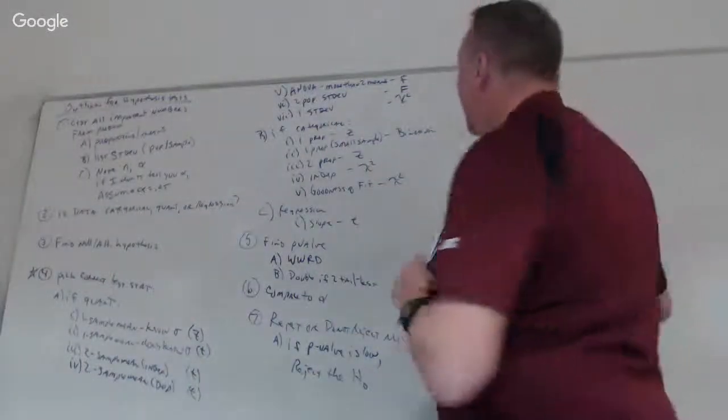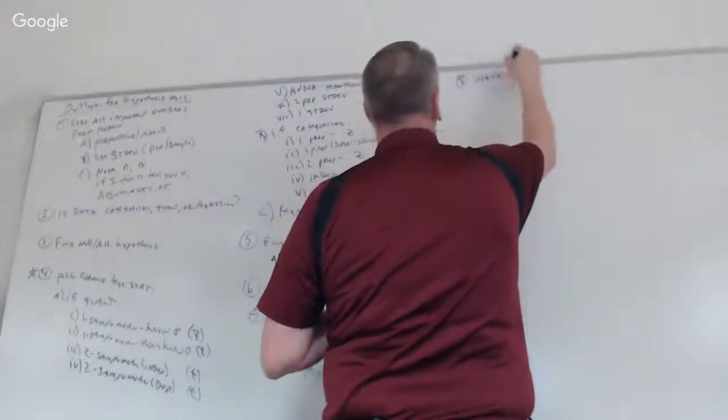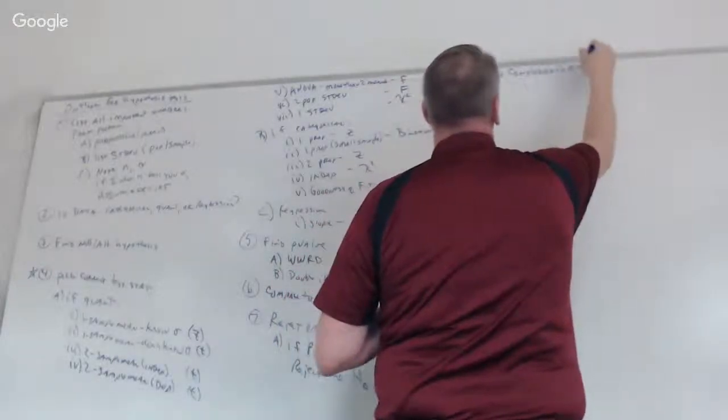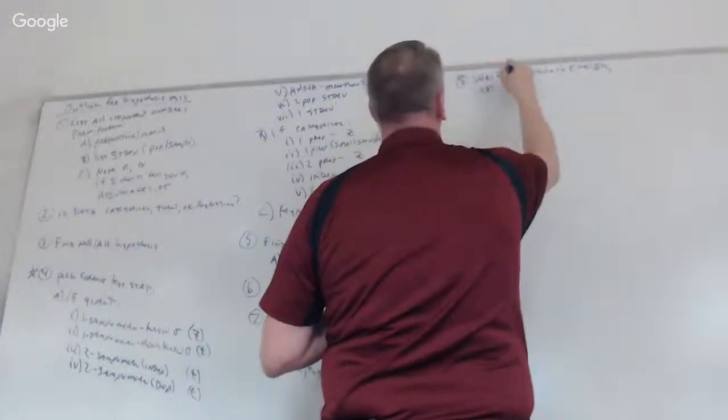Finally, I know we're low on the board again. Step number 8, write the conclusion in English, not statistician.